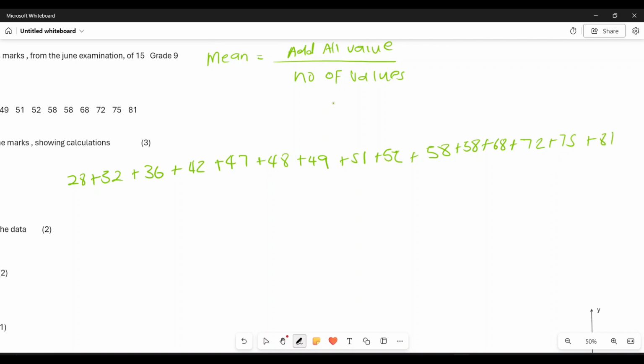Now, dividing this by my total, remember, these are the marks for your 15 learners. I'm going to divide everything by 15. So all this divided by 15. You're going to punch this into your calculator, and your mean should be equal to 797 divided by 15, and rounding it off to 2 decimal places, it will be the same as 53,13.